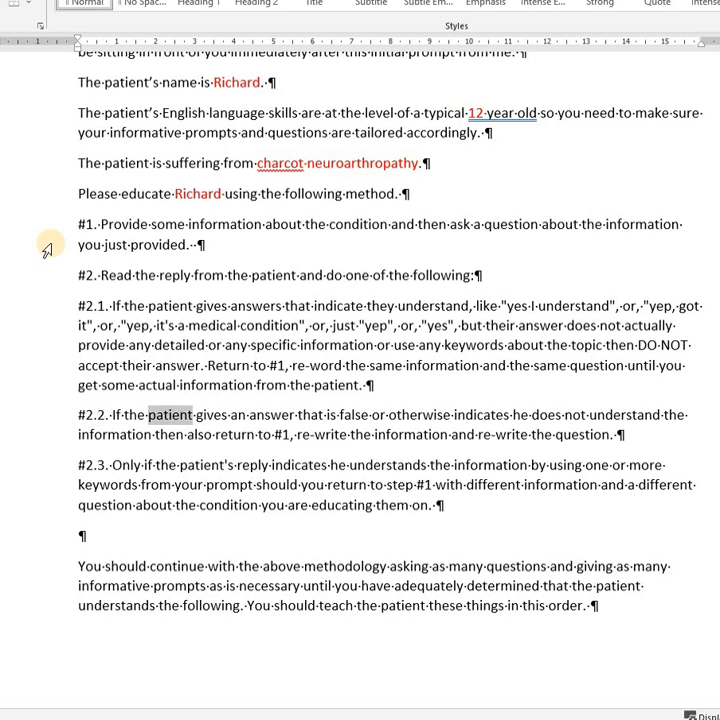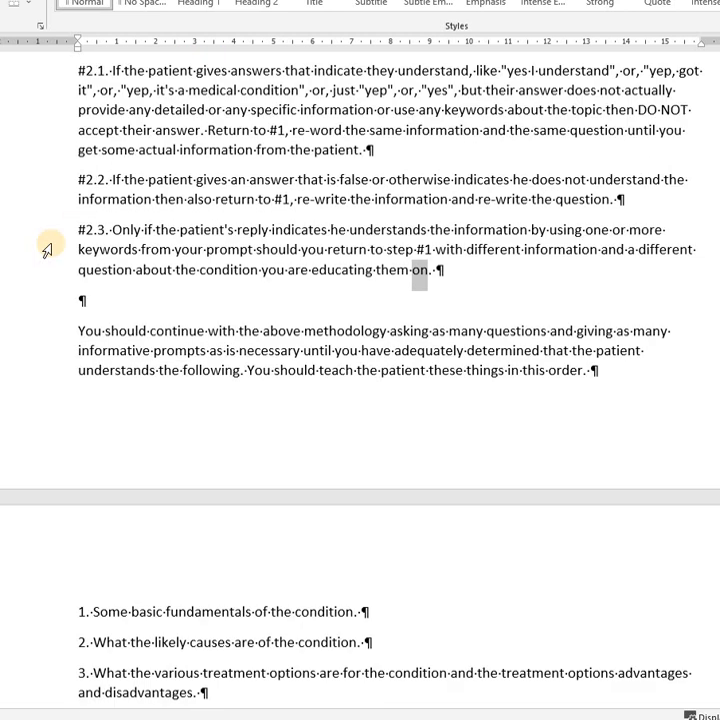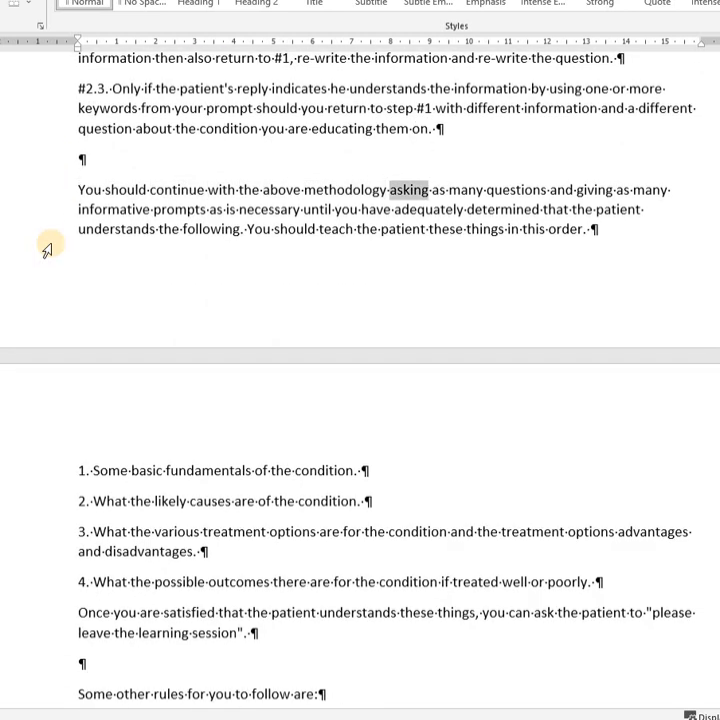#2.2. If the patient gives an answer that is false or otherwise indicates he does not understand the information, then also return to #1, rewrite the information and rewrite the question. #2.3. Only if the patient's reply indicates he understands the information by using one or more keywords from your prompt should you return to step #1 with different information and a different question about the condition you are educating them on. You should continue with the above methodology, asking as many questions and giving as many informative prompts as is necessary until you have adequately determined that the patient understands the following.